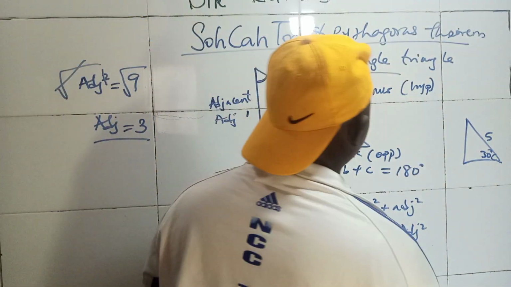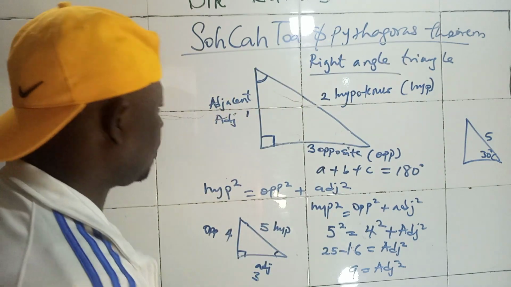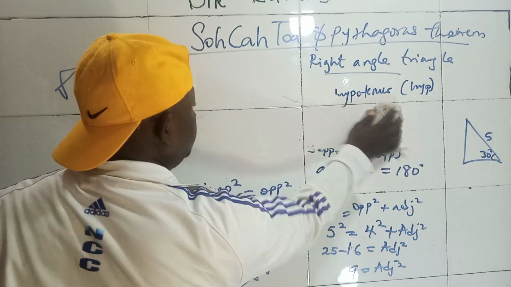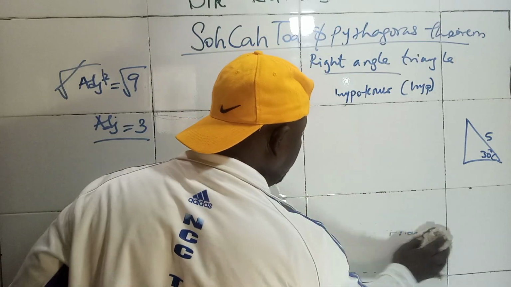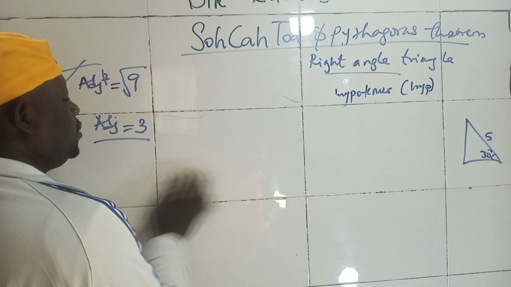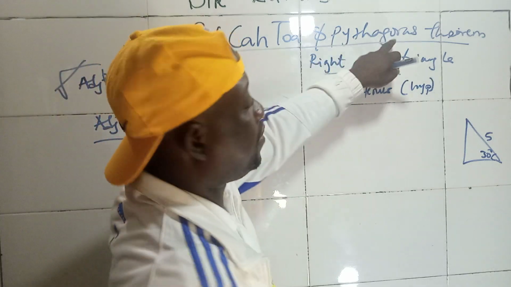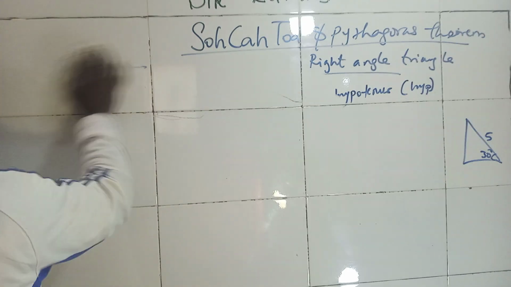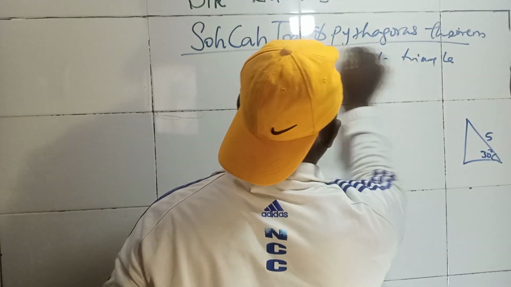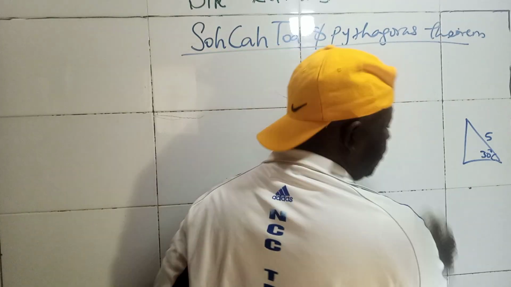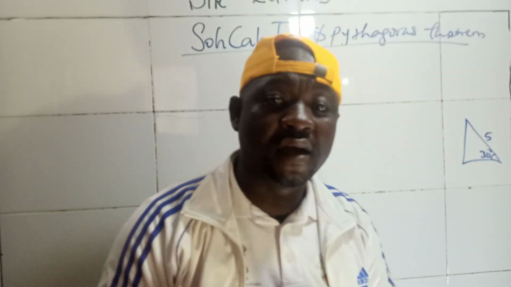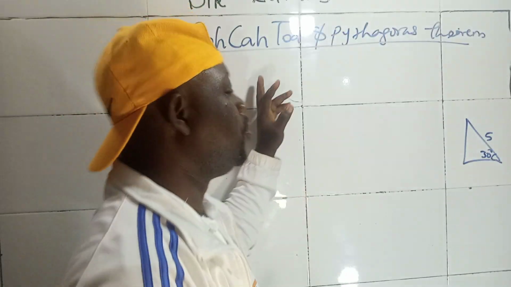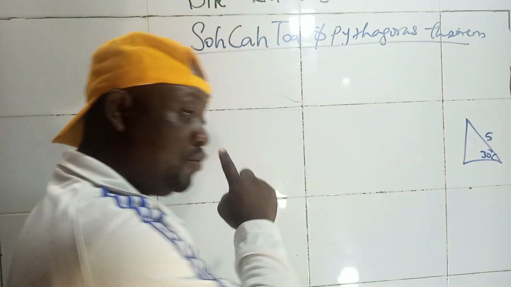So for you to solve this kind of problem, we now talk about SohCahToa. And make sure that your triangle must be what? A right-angled triangle. So SohCahToa and Pythagoras theorem are strictly for right-angle triangle. And if I ask you what is a right-angle triangle, a right-angle triangle is a triangle in which one of the angles is equal to 90 degrees. And how do you connote 90 degrees? You use a box, like the way I used the other time.